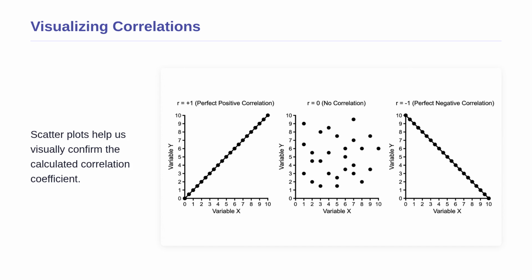In the middle, R equals 0, and the points are scattered completely randomly, showing no linear relationship at all. On the right, we see our drug dosage example, where R equals -1. The points form a perfect downward sloping line. These diagrams show how the mathematical formula perfectly captures the visual geometry of the data.